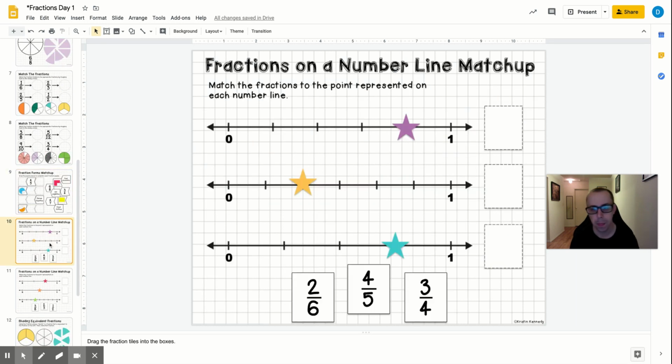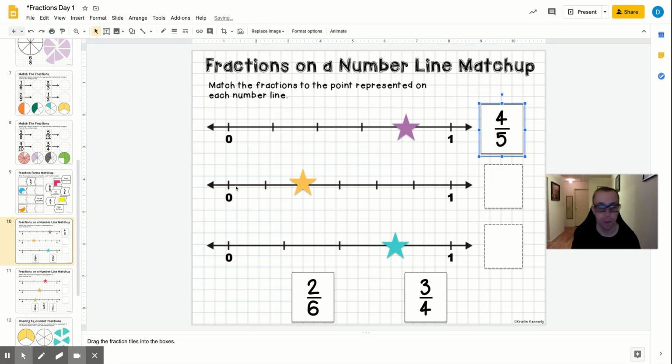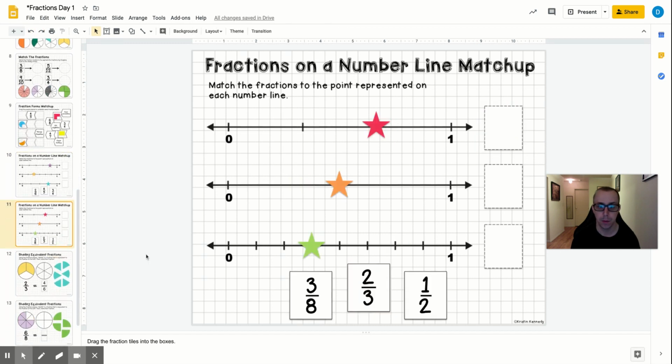Okay, moving on here, we're seeing a review of number lines, fractions on a number line for these next 2 slides. Remember, to decide the denominator, you count the total number of parts, 2, 3, 4, 5. So this one's represented into fifths. And to find the numerator, you count how far along it is. 1, 2, 3, 4. So this one would be 4/5. Okay. Same thing on this slide. Okay, we're looking for 3/8, 2/3, and 1/2.